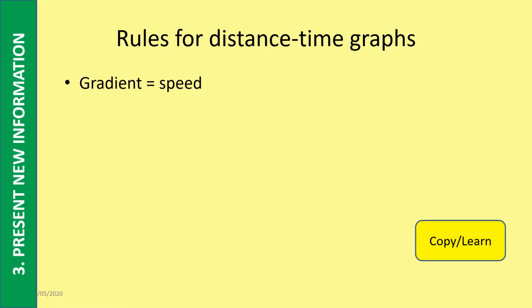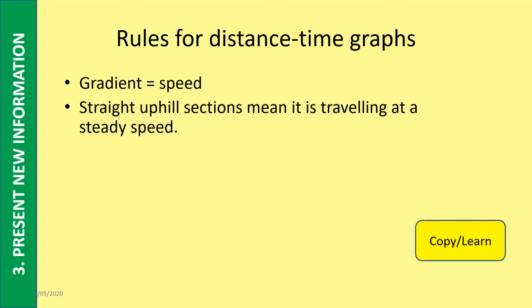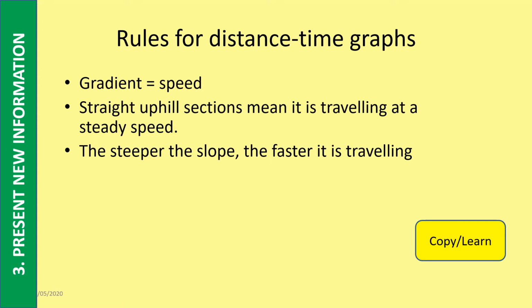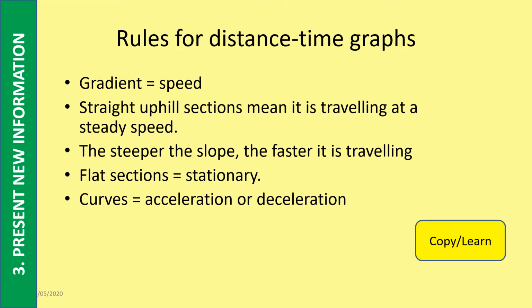The rules are these. If there is a gradient, i.e. a slope, then you know that the object is moving at some speed. The steeper the slope, the more the gradient, the faster that speed is. If you have a straight uphill section, that means the object is traveling at a steady speed. If you have a flat section, that means the distance is not increasing while the time is passing. So a flat section means that the object is stationary.